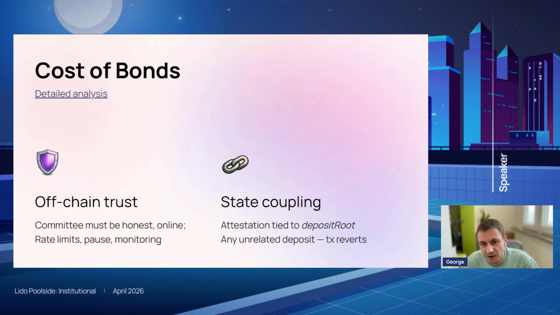Second, state coupling. Tying a signature to a specific state isn't great. While you're doing the checks, getting a quorum together and sending the transaction, anyone can deposit and invalidate your work. So you have to sign quickly and deal with griefing.